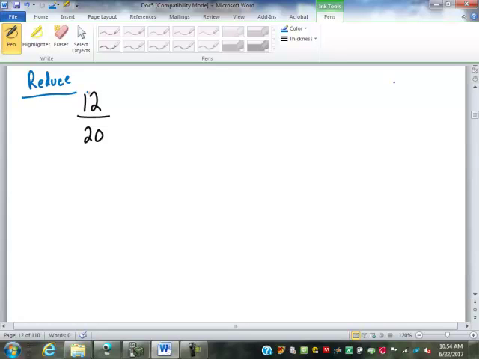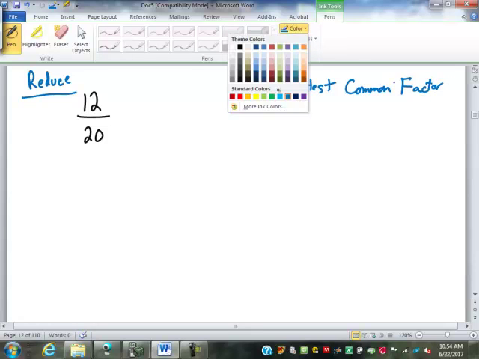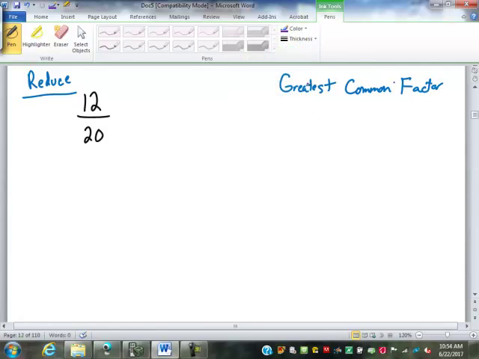Well, this is where we just talked about those divisibility rules. Now, a lot of you have been told that you have to divide by the greatest common factor. We'll look at that in just a minute here. But for right now, looking at 12 and 20, what is a number that both of those can be divided by? They can both be divided by 4. Very good.